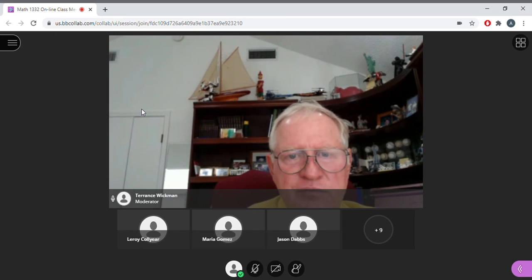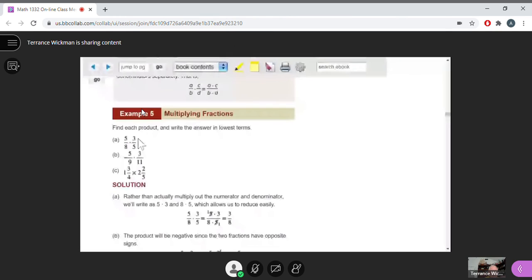Number 5. This is fractions. When you multiply it, 5 times 3, 8 times 5. Now you can cancel. Let me show you this one. Well, look. You can cancel diagonally. You can cancel vertically, but you can never cancel horizontally. So that cancels, as you can see here in A, vertically. And you end up with 3 over 8. It's easy.